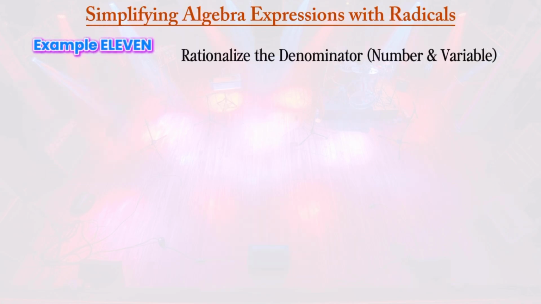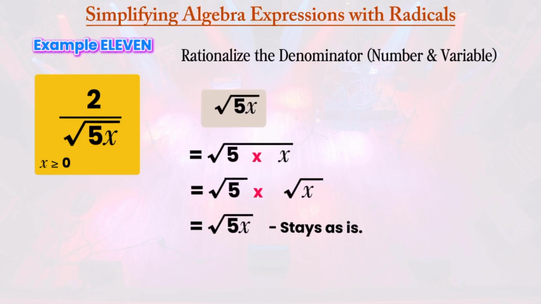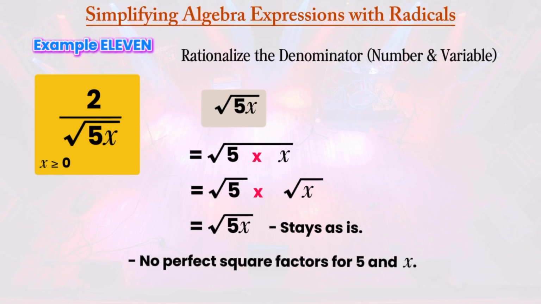Now, consider this expression, 2 over the square root of 5x. This time, we have an unknown variable in the denominator. The square root of 5x stays as it is because 5 and x do not have any perfect square factors.